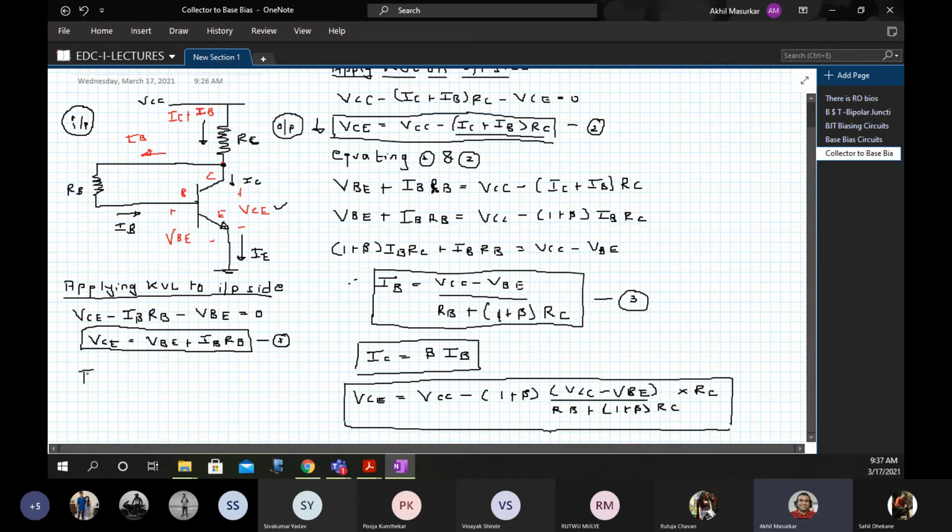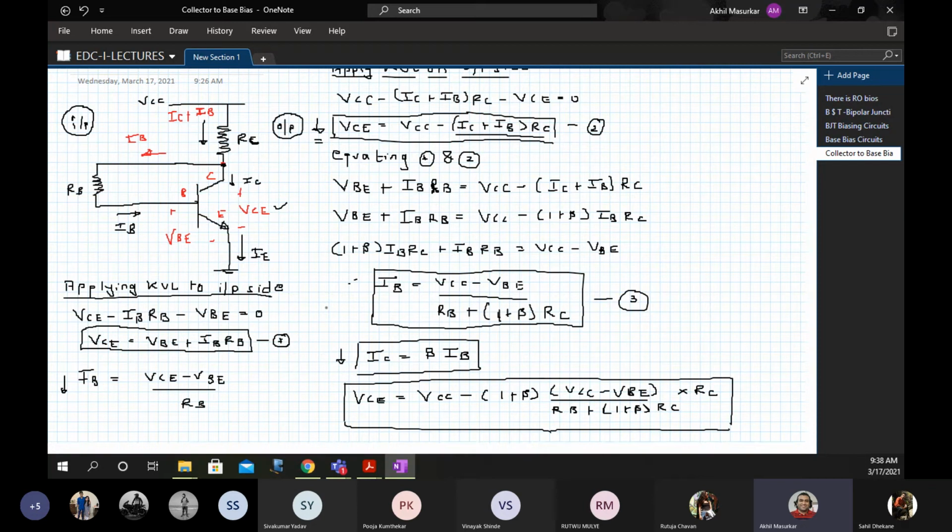So I can write one more step here. IB is also equal to VCE minus VBE upon RB. So if VCE reduces, IB is also going to fall. And if IB falls, we can see IC also falls. So if IC tries to increase, there is a feedback mechanism by which it again comes into control.